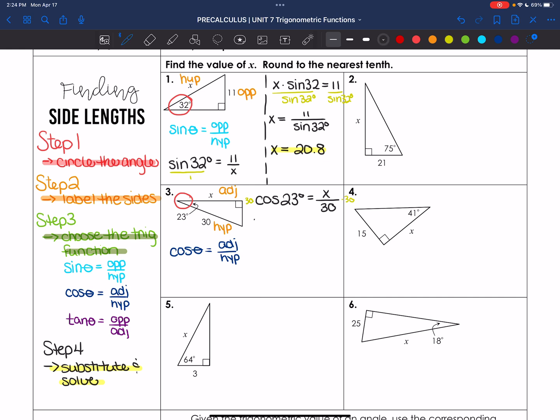That is going to be 30 times cosine of 23 degrees that I'll need to type into my calculator and round to the nearest tenth. When I do that, what is that value of x to the nearest tenth? That's going to be 27.6.